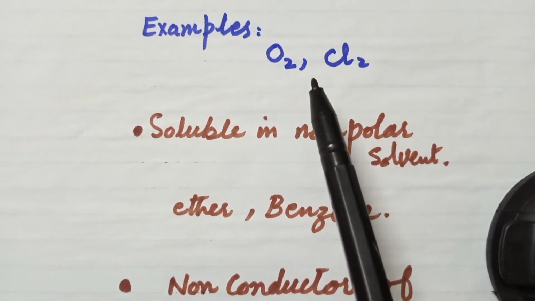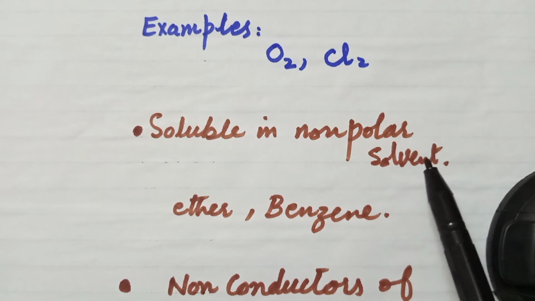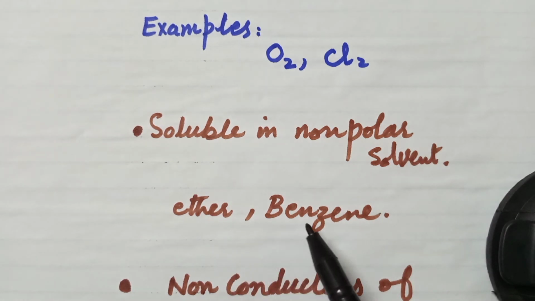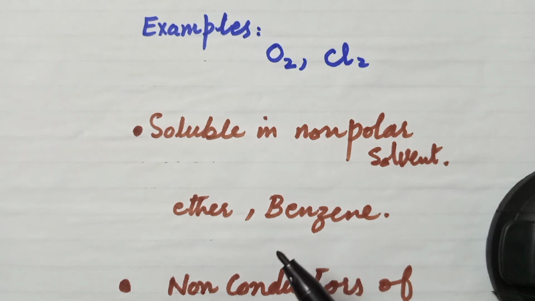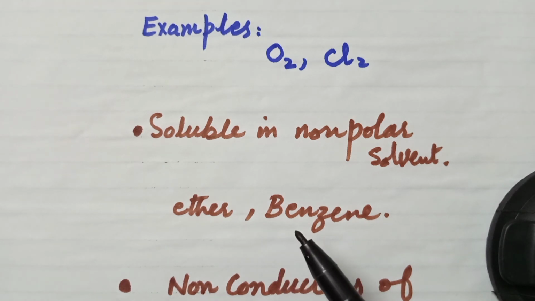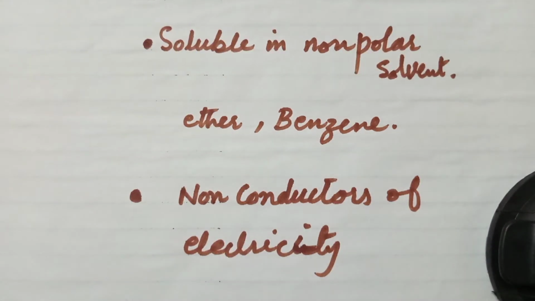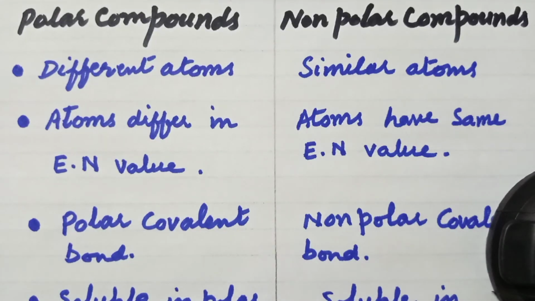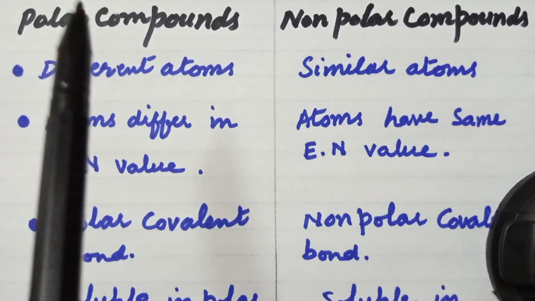The non-polar compounds are soluble in non-polar solvents, for example ether and benzene, because in both of these compounds there are no charges in the molecule, so that's why they are soluble. And due to the unavailability of free electrons, they are non-conductors of electricity. I hope you have understood the properties of polar and non-polar compounds.